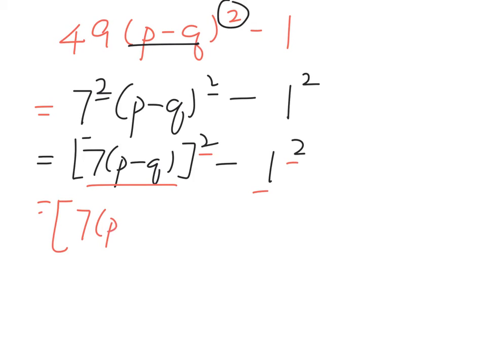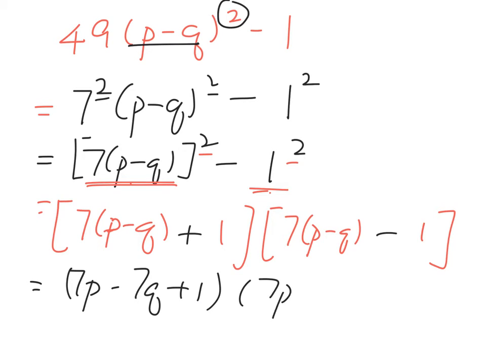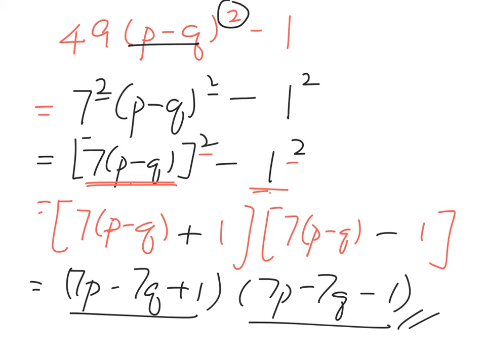So one is 7 times (p minus q) and 1. Because you know this is square minus square, we can use these two to form 2 factors. We use 7 times (p minus q) and 1, one plus and one minus. And finally, you can break the brackets, so (7p minus 7q plus 1) and (7p minus 7q minus 1). And you'll find that in these 2 factors, there is no like term, so this one can be the final result.